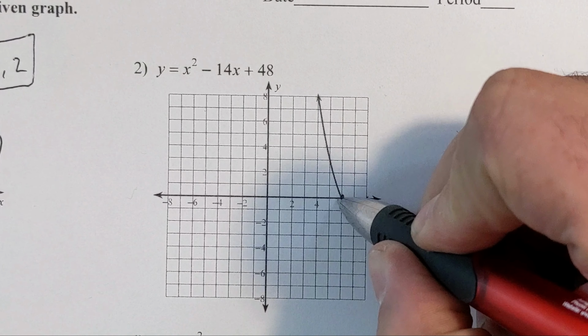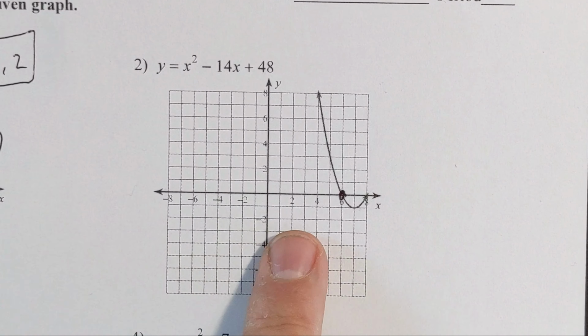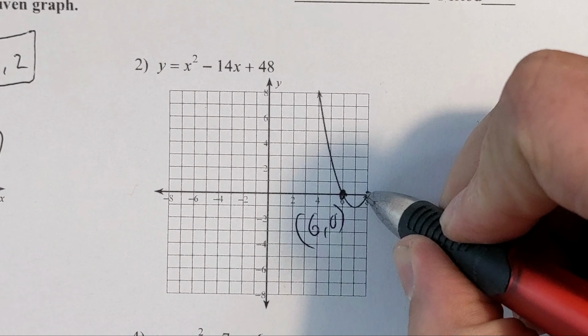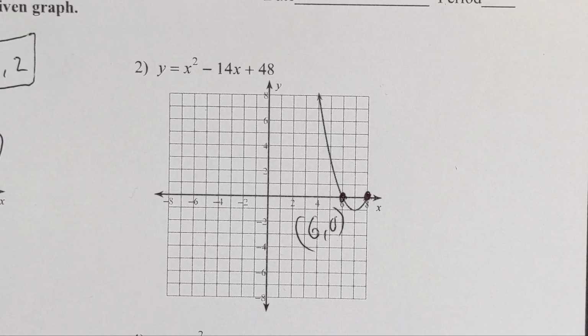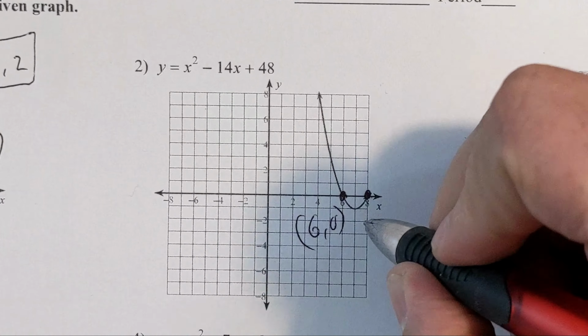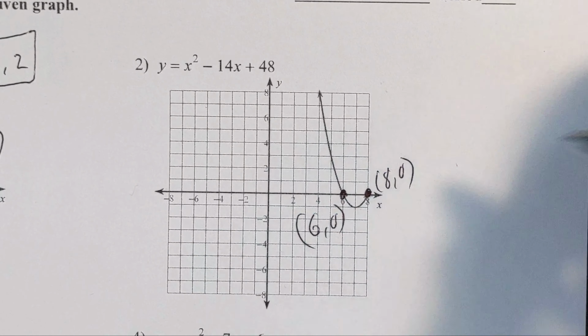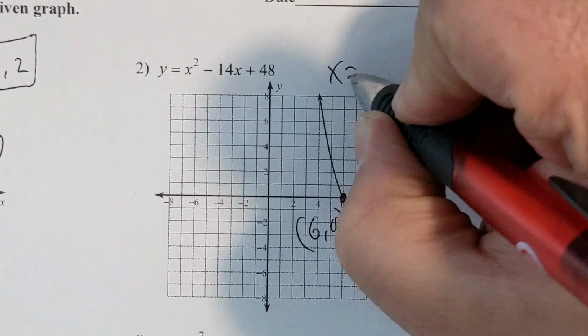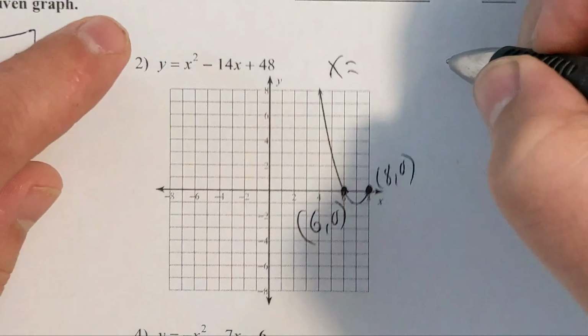So you look where it crosses right here. That's 6, 0. And then this other point where it crosses right at the edge of this graph, that would be 8, 0. So that means your solutions for an equation that's x squared minus 14x plus 48 equal to 0 would be 6 and 8.